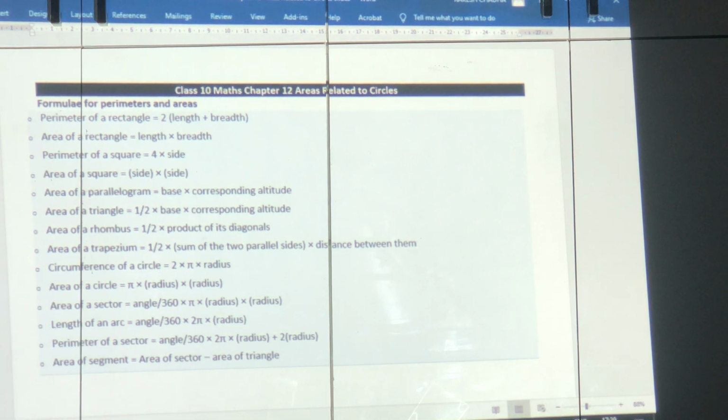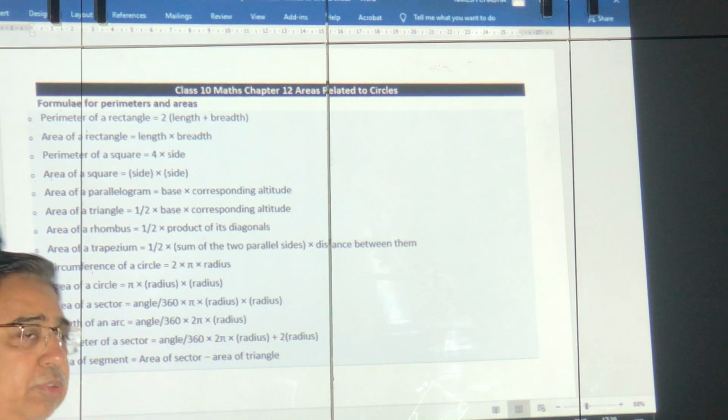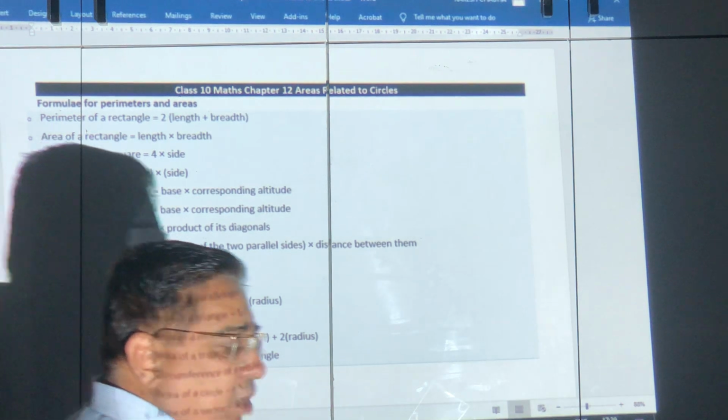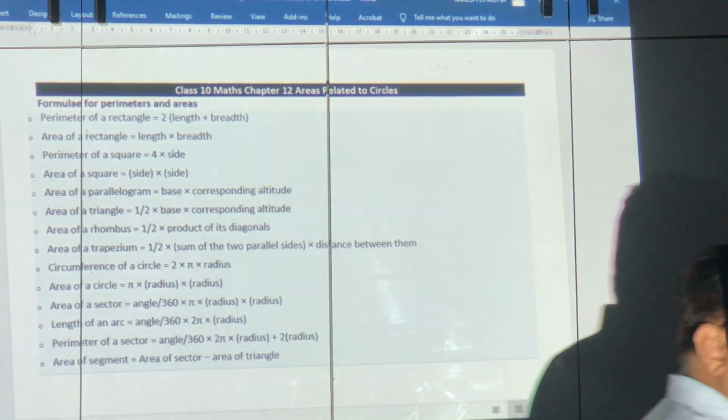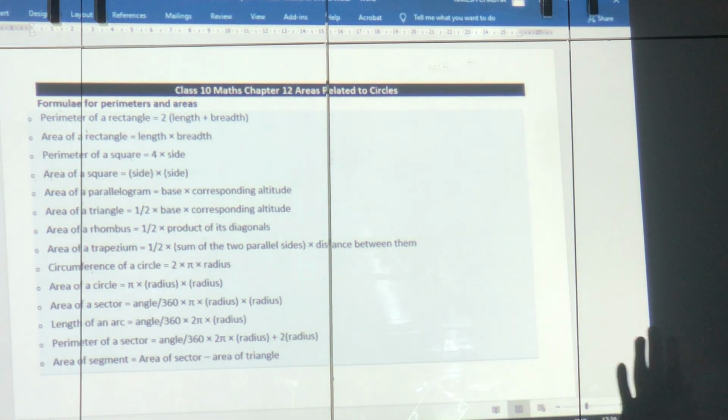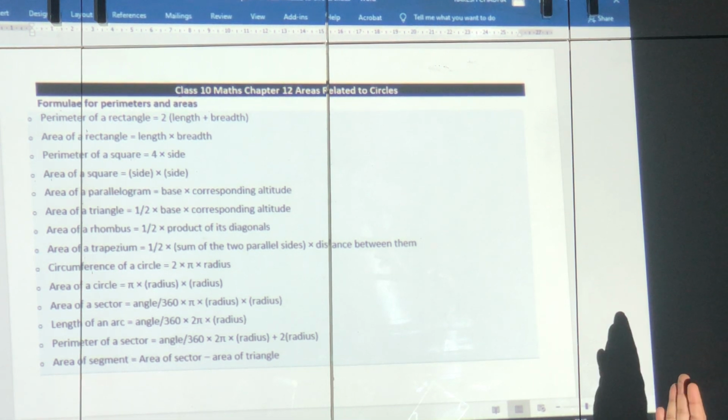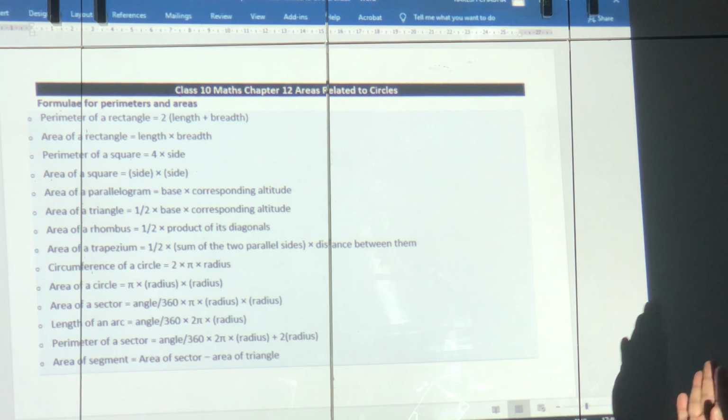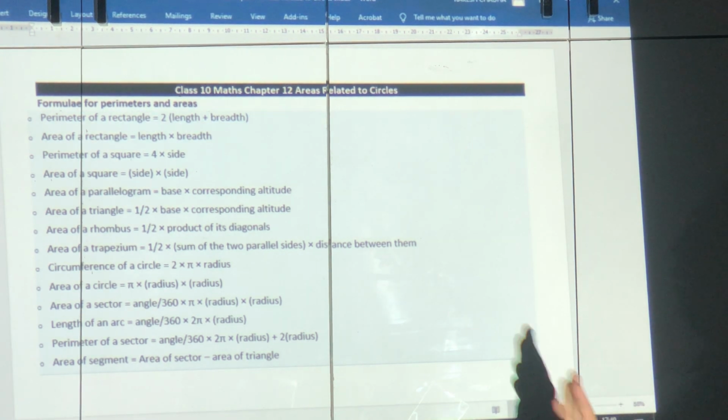Today we are doing chapter 12, areas related to circles. These are formulas from 8th and 9th standard which I need you to know. They are not from the 10th standard. You are supposed to know these formulas, but I have still brought them together so that today in the chapter we do not have much trouble.